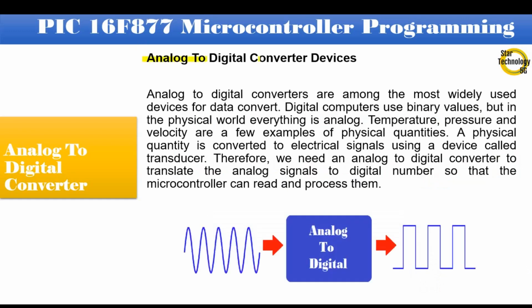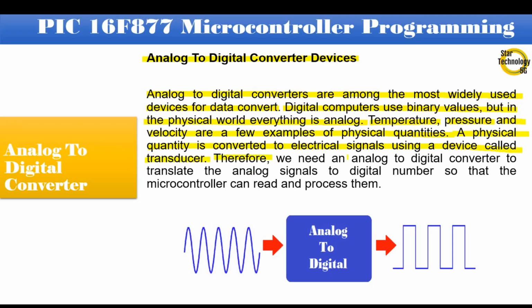Analog to digital converter devices. Analog to digital converters are among the most widely used devices for data conversion. Digital computers use binary values, but in the physical world everything is analog. Temperature, pressure, and velocity are a few examples of physical quantities. A physical quantity is converted to electrical signals using a device called a transducer.